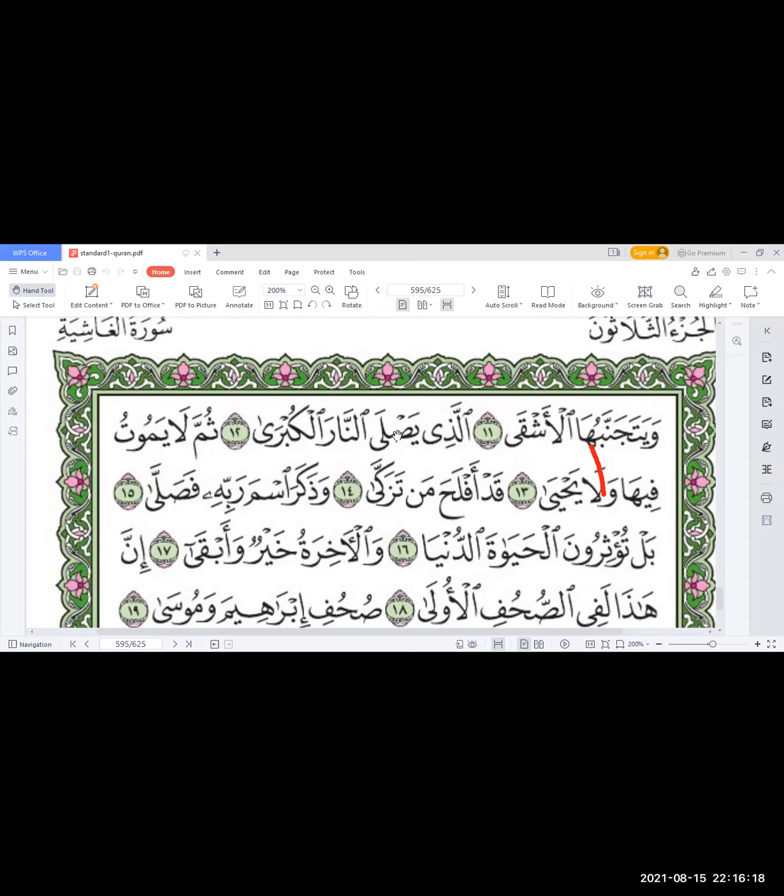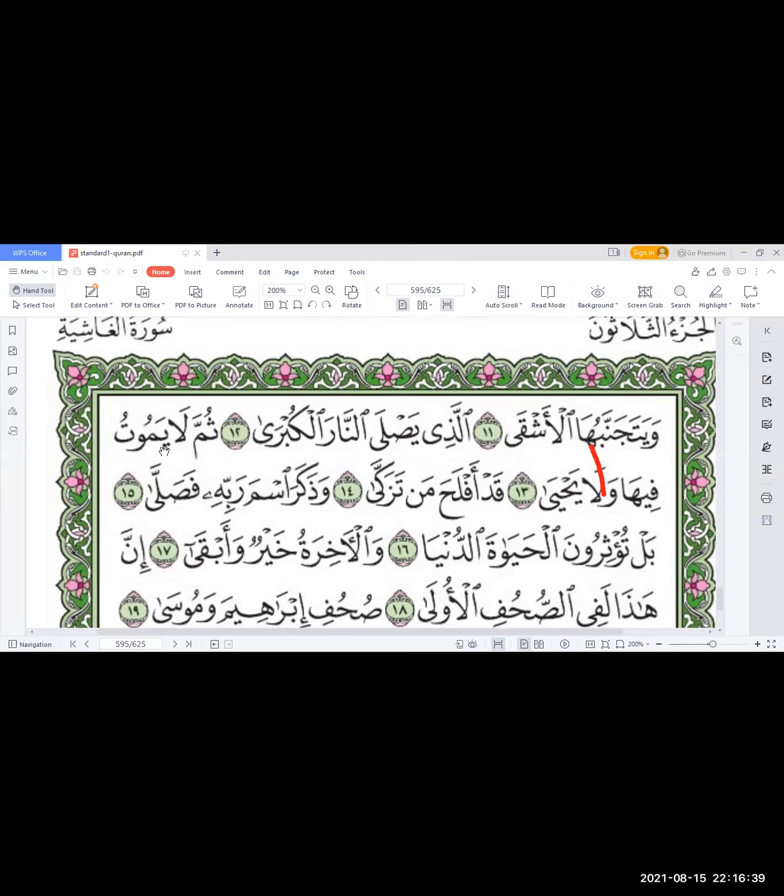I then asked why. I thought nar should be the fa'il, should be a dhamma here. But why is it the fatha? So it becomes the object of the action. Okay? Right? Okay. Thumma la yamutu fiha wa la yahya.